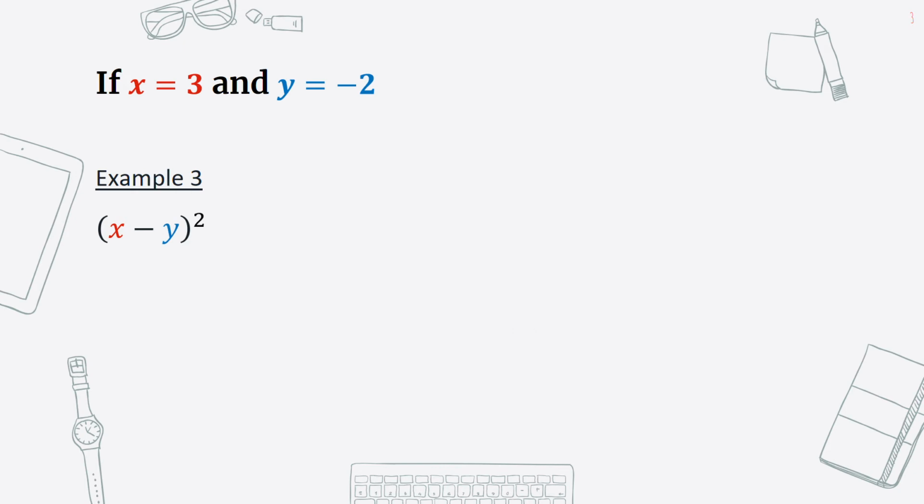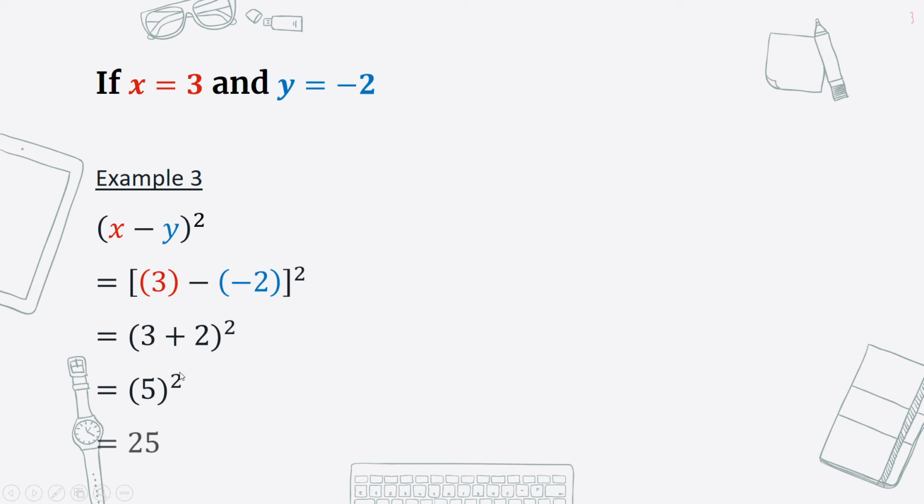Alright, example 3, I'm working with brackets, subtraction, and exponents. Okay, so I substitute in brackets, so I've got 3 minus minus 2, so the two negatives being multiplied give me a positive. So I've got 3 plus 2, which is equal to 5, and only once I've now finished everything in the brackets, I can square the 5, which will give me 25.